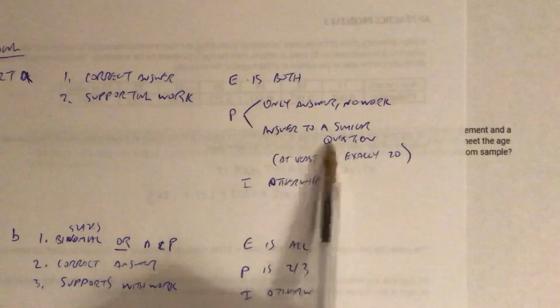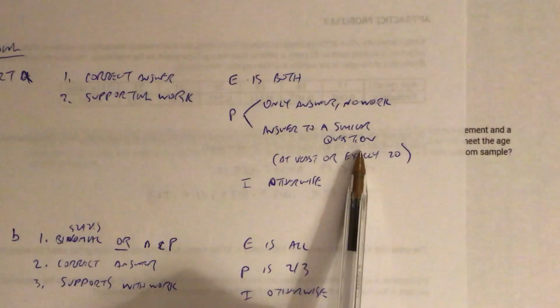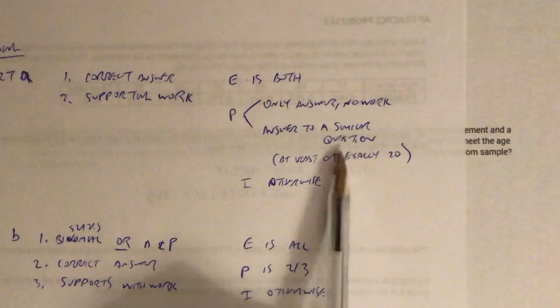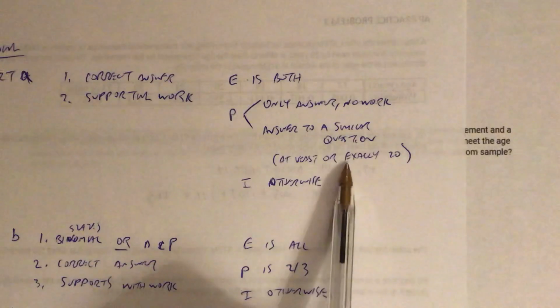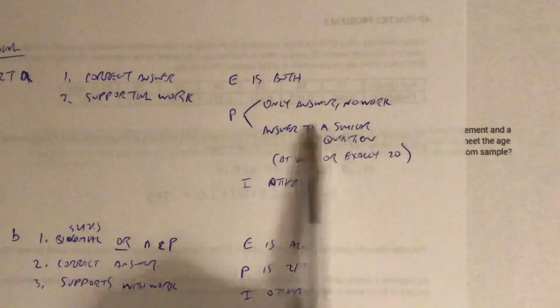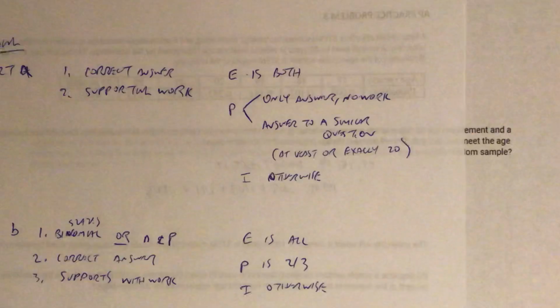And then they had an answer to a similar question. I think if you answered it wrong, like if you gave the probability that they don't meet the requirement, versus if you gave the probability they did meet the requirement and it was correct, they'd give you partial credit for finding something and misreading. It'd be an I otherwise.